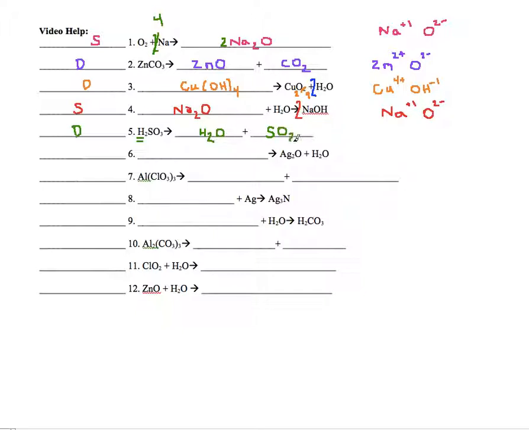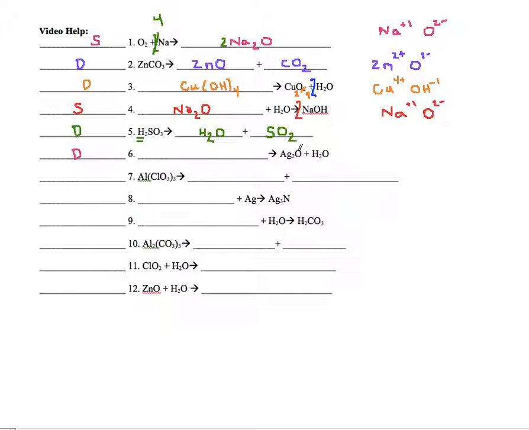And the reason why I need to balance as I go, since both of these are non-metals, you can't actually cross their charges to make them have no net charge. So as a result, I've got to just balance as I go. For number 6, it's one thing being broken apart, so it's going to be decomposition.